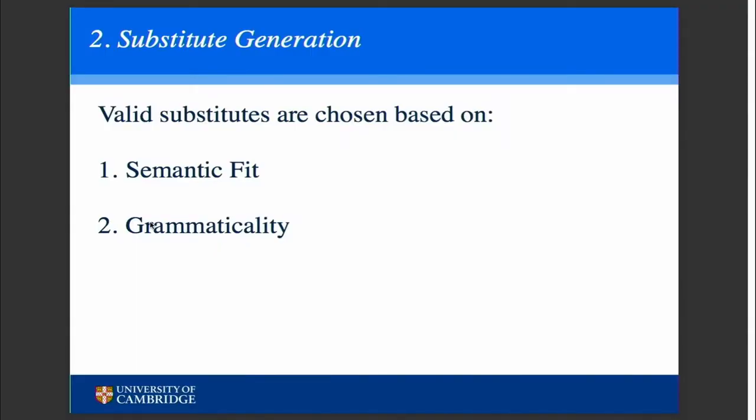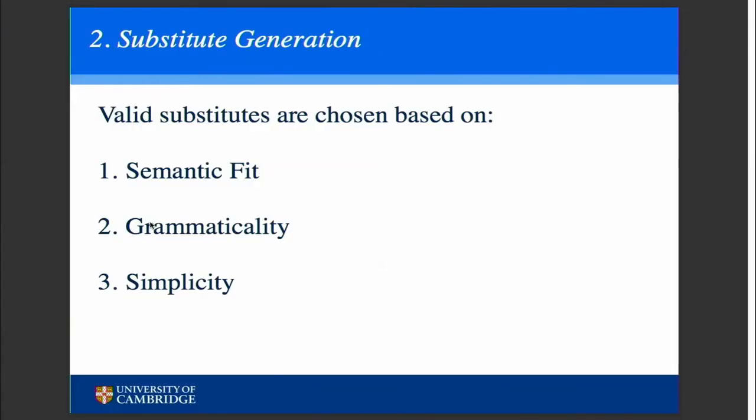The second is the grammaticality. So it's really important in text simplification that you're not introducing grammatical errors because it defeats the point. It's going to make the sentence not read well. And then finally, as this is textual simplification, we want the word that we replace the original with to actually be simpler than the word. So we check for simplicity.